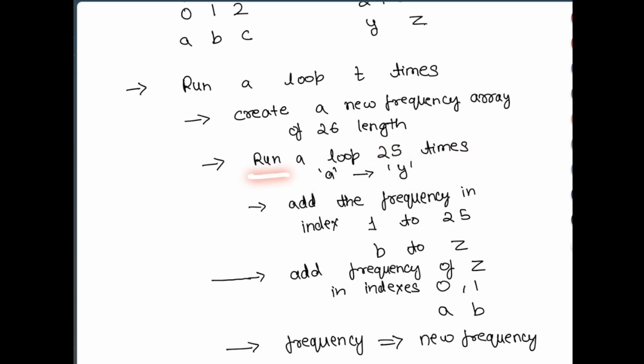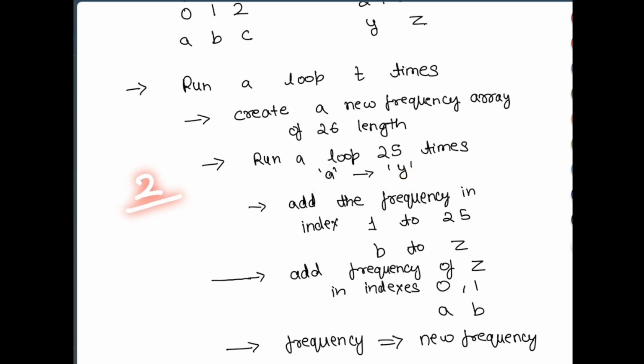We need to run a loop 25 times for A to Y, and then we need to add the frequency in index 1 to 25. Why 1 to 25? Because we need to increase the count of B to Z. Because A will increase the count for B, Y will increase the count for Z. Each character is going to increase the count for the next character, right?